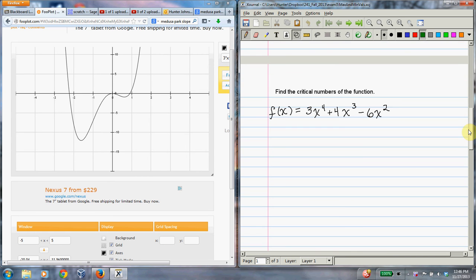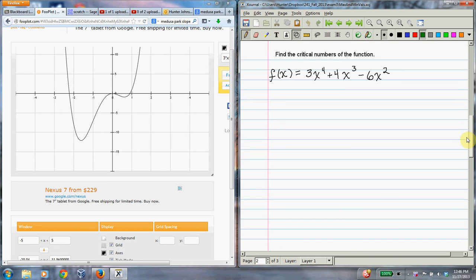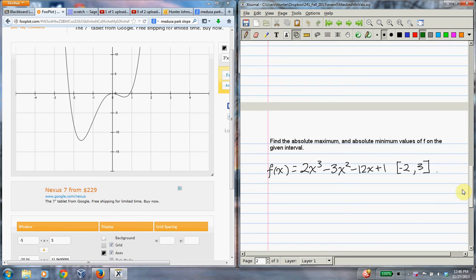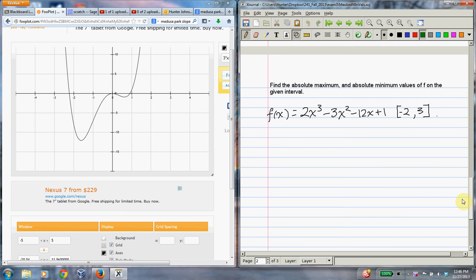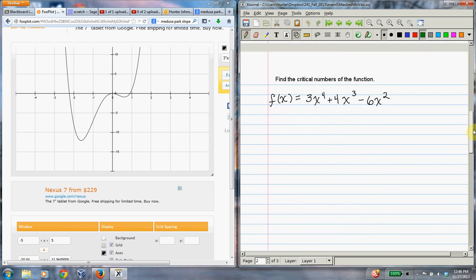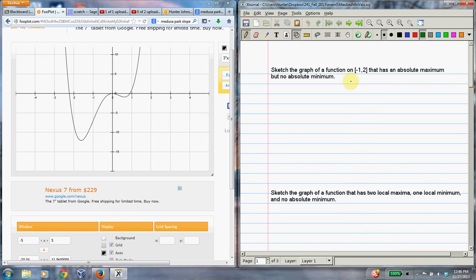And here we're going to find the critical numbers of a function. And the last thing we're going to do is find the absolute maximum and so on. We're basically going to use the closed interval method on that curve. All right, so let's start with the first one.